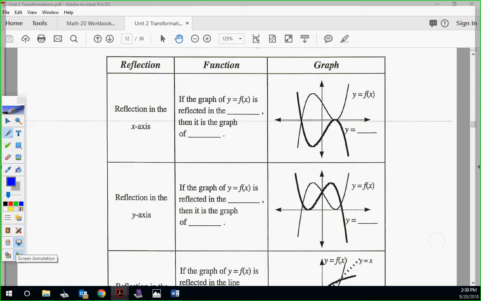If the graph of y equals f of x is reflected in the x-axis, then the graph of it is y equals negative f of x. So if you flip over the x-axis, you're flipping to negative f of x. If the graph of y equals f of x is reflected in the y-axis, you're plugging in a negative x. Okay, I'll wait for you.